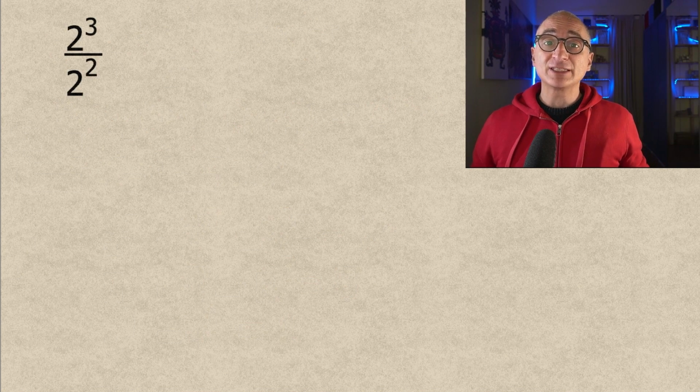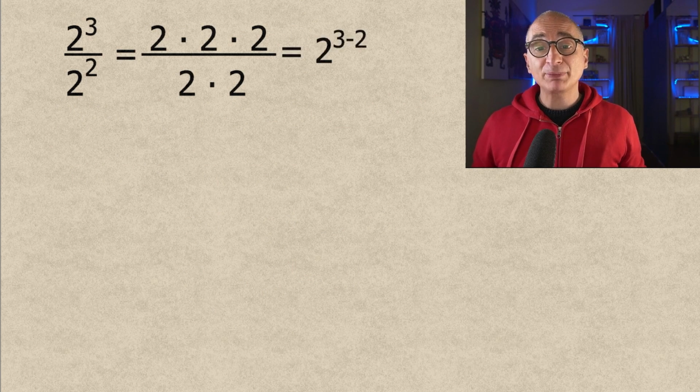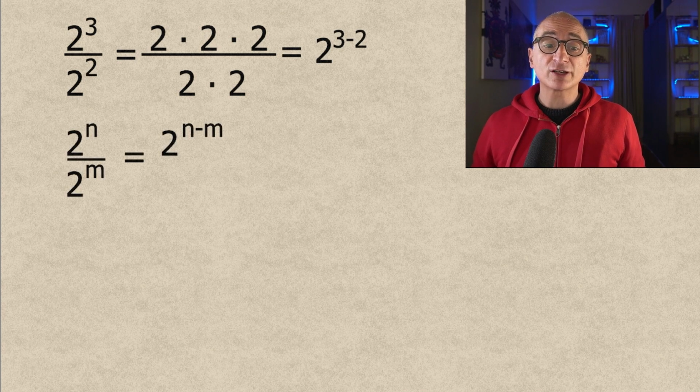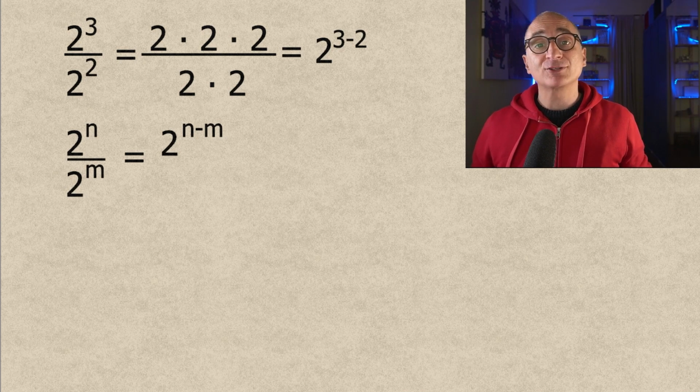2 to the 3 divided by 2 to the 2 is equal to 2 times 2 times 2 divided by 2 times 2. And we can simplify and we get 2 to the 3 minus 2. And more generally, 2 to the n divided by 2 to the m is equal to 2 to the n minus m. And we can use that like this.